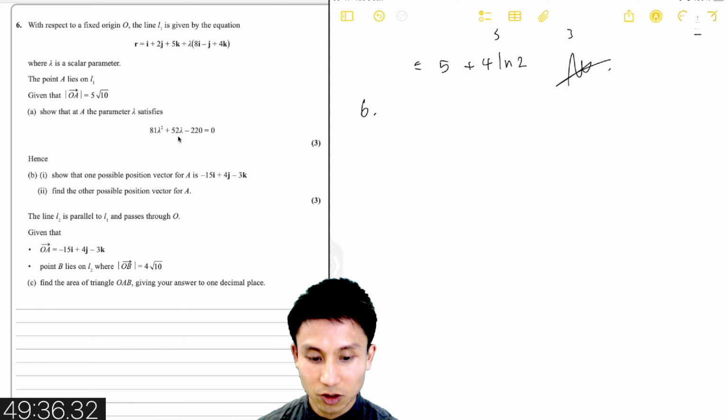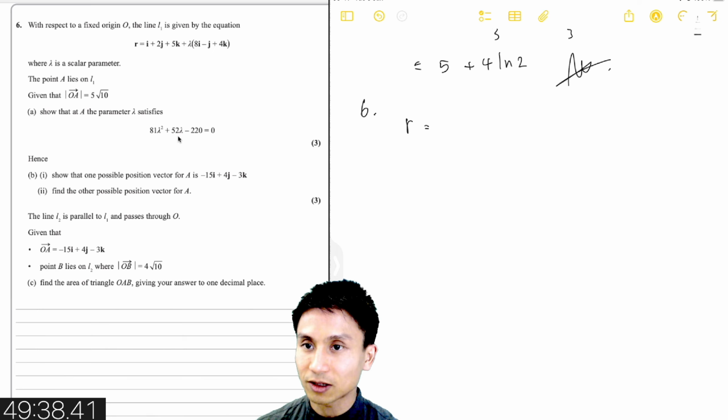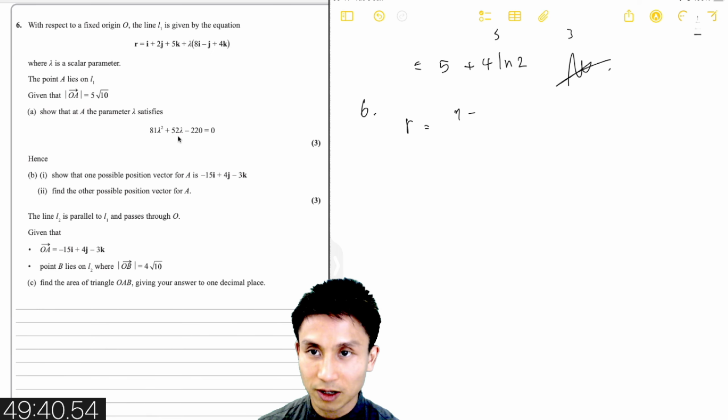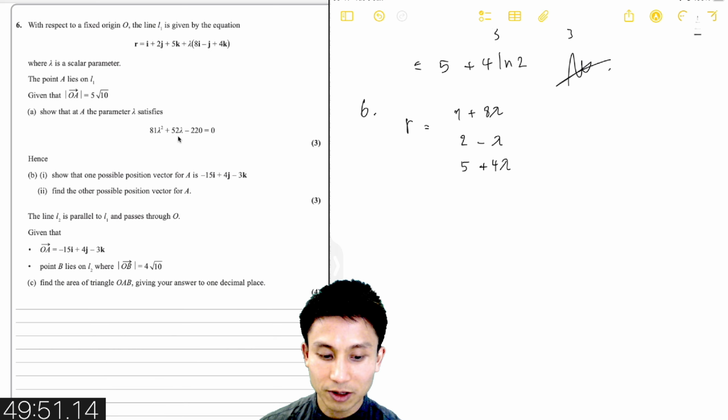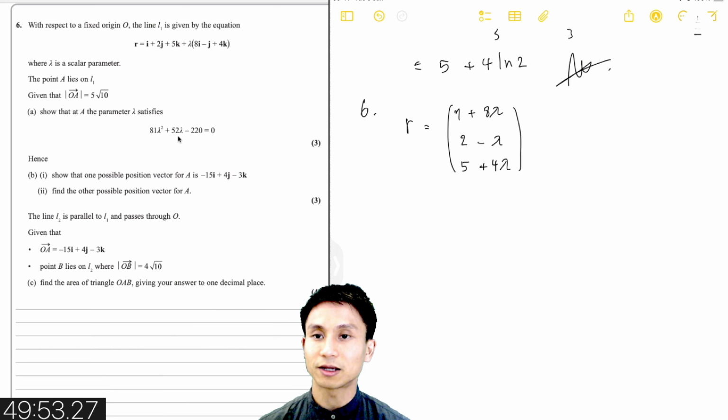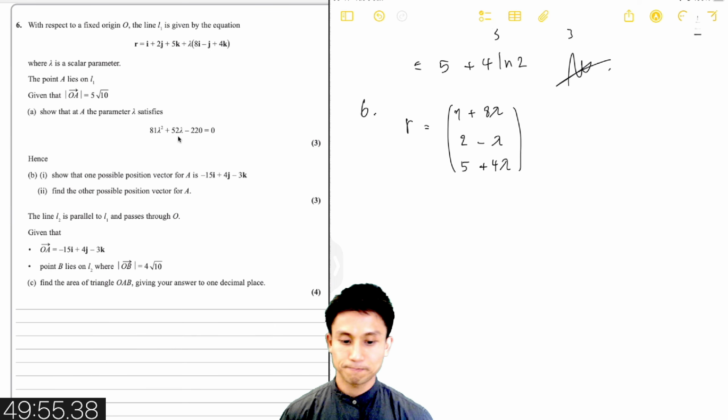Okay, so we can write vector r in column form here. So it's 1 plus 8 lambda. Yeah, just merge the i components. The j component 2 minus lambda. And then 5, the k component, plus 4 lambda as a column vector like this, right?